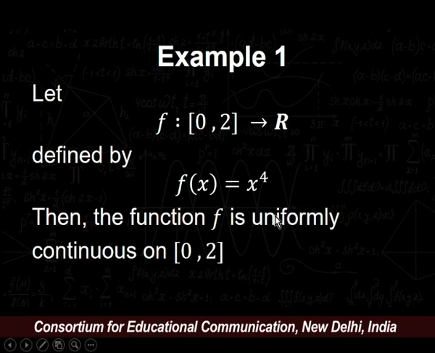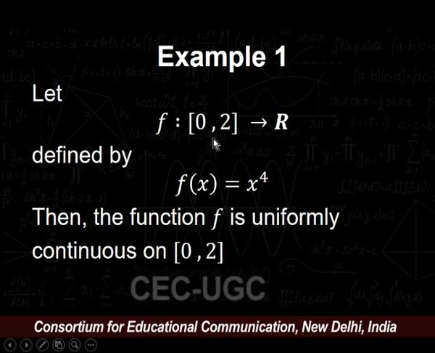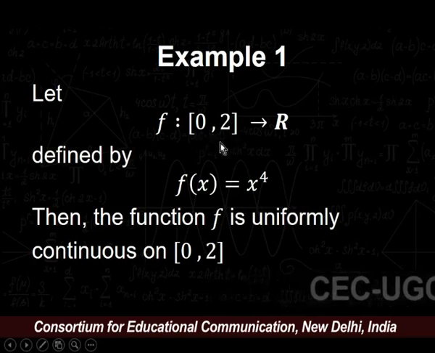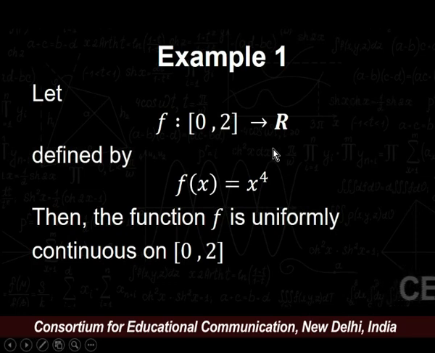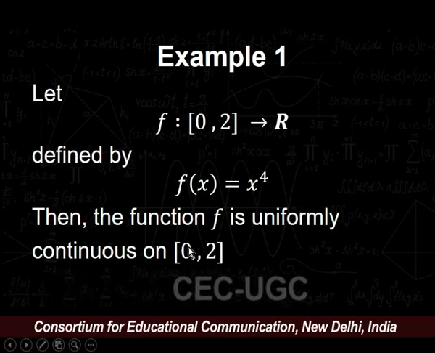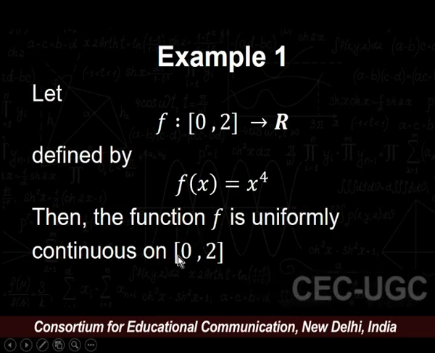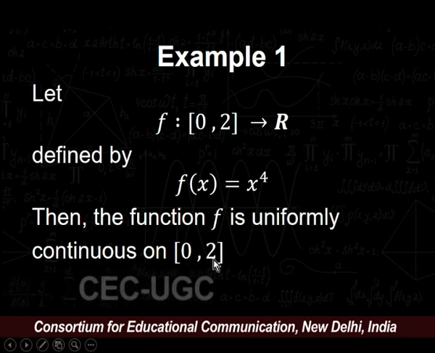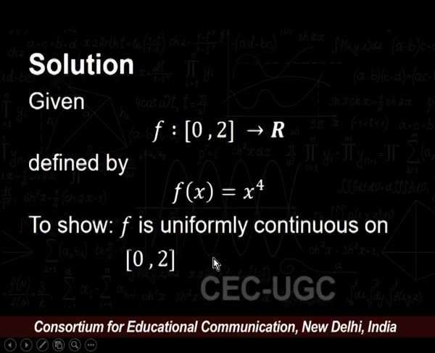Now, let us start with another example. Example 1: we have a function f defined from a set I to R, where I is the closed interval [0, 2], defined by f(x) = x^4. Then the function f is uniformly continuous on the closed interval from 0 to 2. So, let us start with the solution.